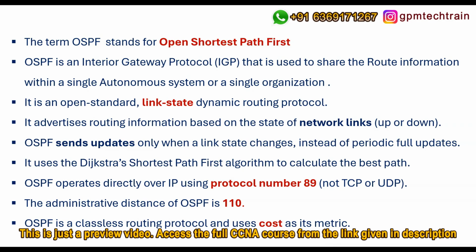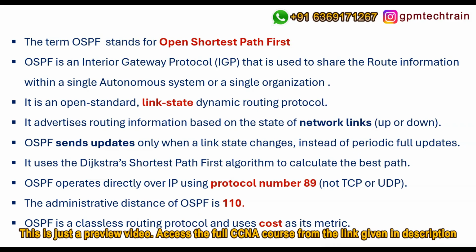Say for example, if any new network is getting added to the topology, or if any existing path or link is going down, only those changes will be triggered and sent as an update message. Due to that, it has fast convergence, because it's not sharing the entire routing information. It just shares the updates, any new changes. Only that newly learned network will be shared.